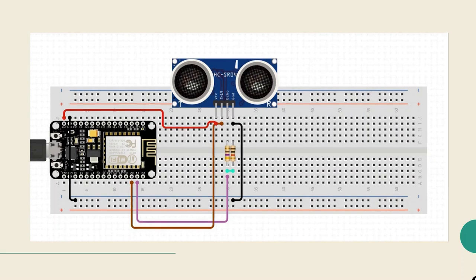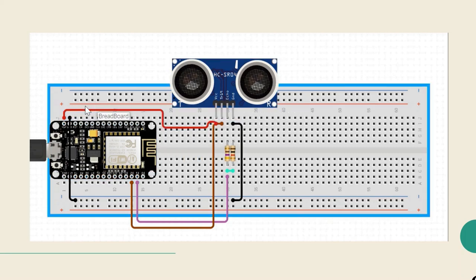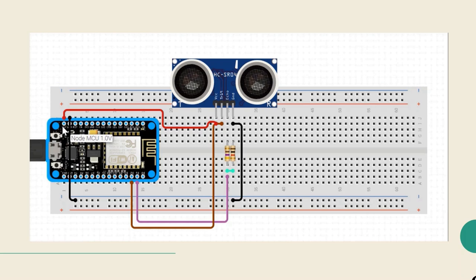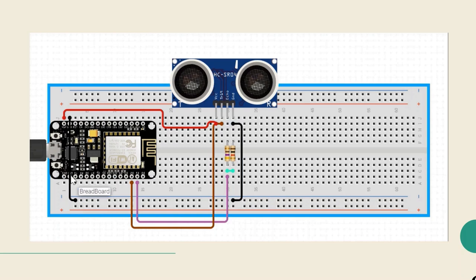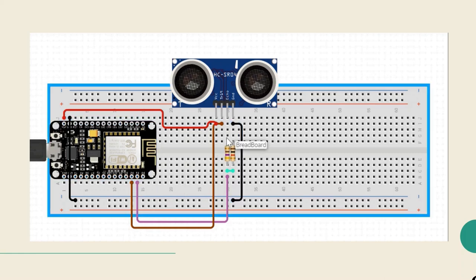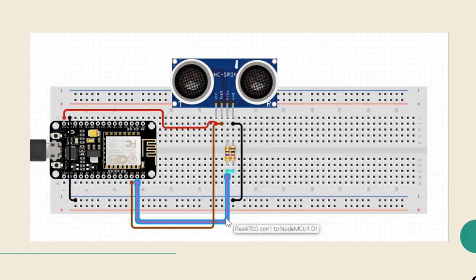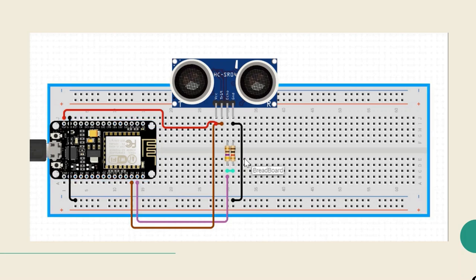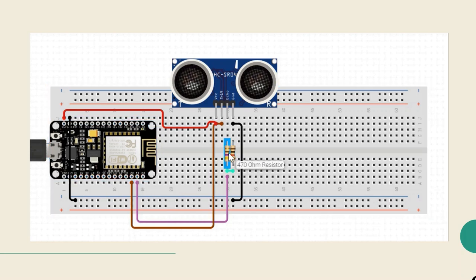Let's see the circuit diagram. First of all, we are going to connect the ultrasonic sensor to the ESP8266. Here, the VCC pin of the ultrasonic sensor is connected to the VCC of the ESP. Then the ground of the ultrasonic sensor is connected to the ground of the ESP here. Then the trigger pin here is connected to the D2 pin of the ESP. And the echo pin here is connected to the D1 pin of the ESP with the help of two resistors here.